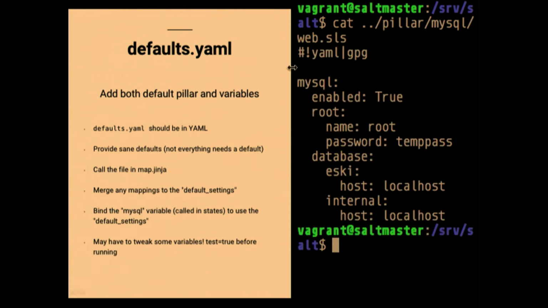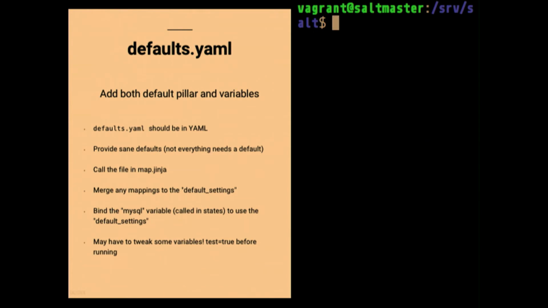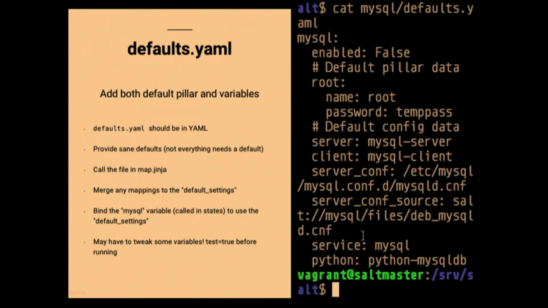And in my case, I pulled out the pillar that I have here, and I went ahead and added it to my defaults.yaml file, along with some default configuration data, such as the server and client package for Debian-based servers, because I happen to frequently use Debian-based servers.